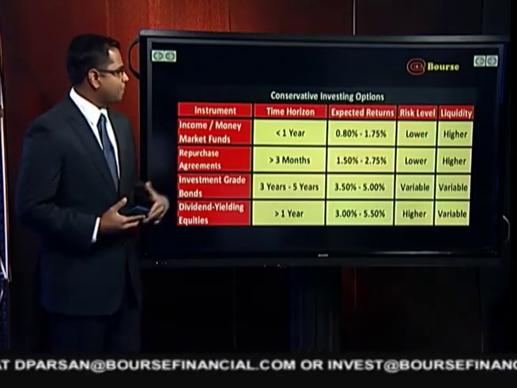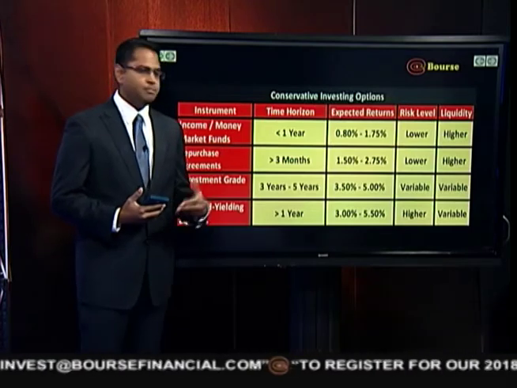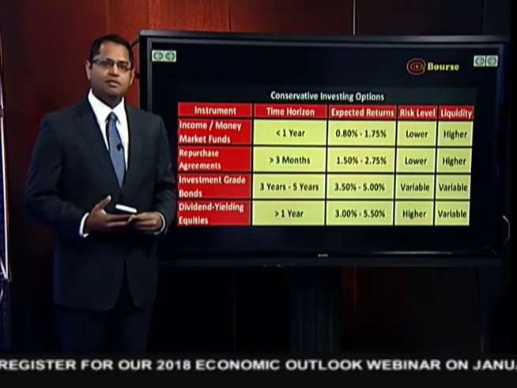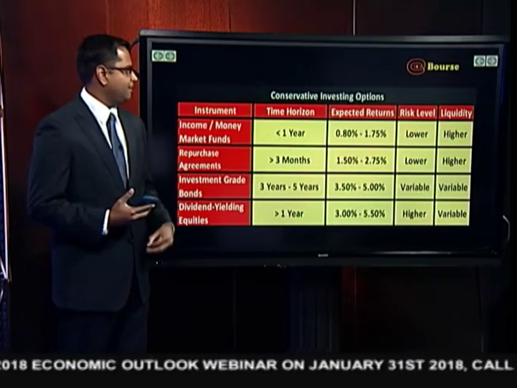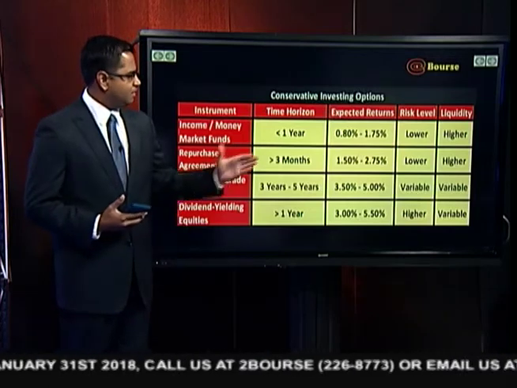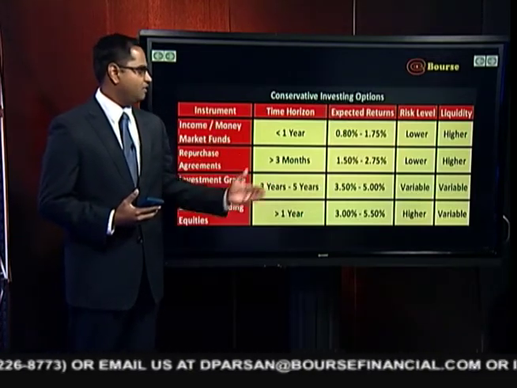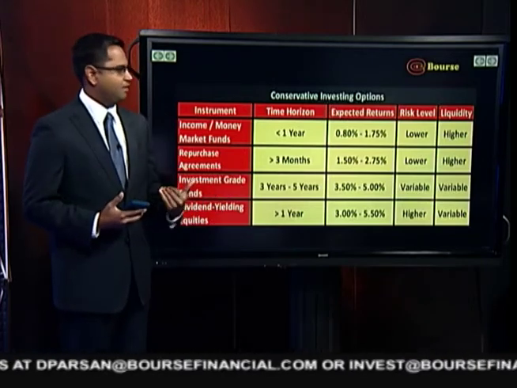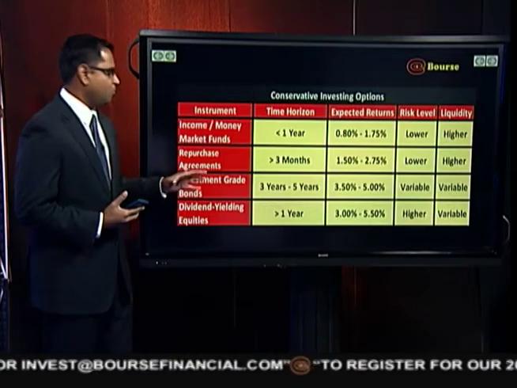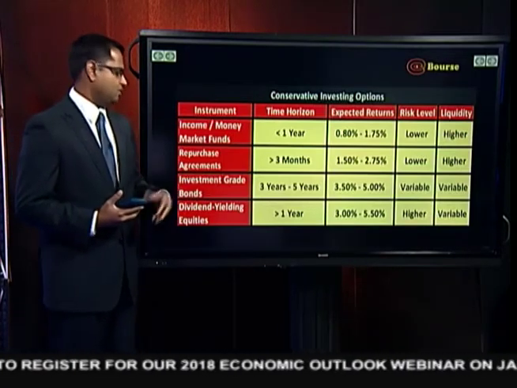In terms of time horizon, bonds tend to be a medium-term investment with around 3 to 5 years on average, with expected returns based on the quality of the bond you're investing in being in the range at the moment of 3.5% to 5%. The risk level can be variable. The higher you go in terms of credit quality, the lower your return and the lower your risk, and vice versa. And liquidity can be variable as well. And investment-grade bonds are available both in TT dollar and US dollar options.